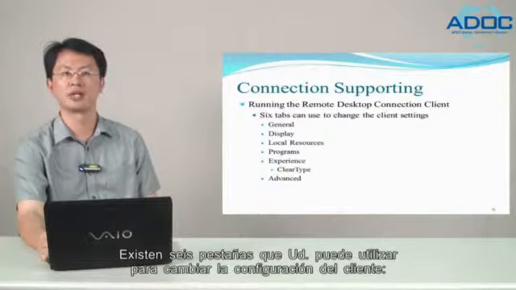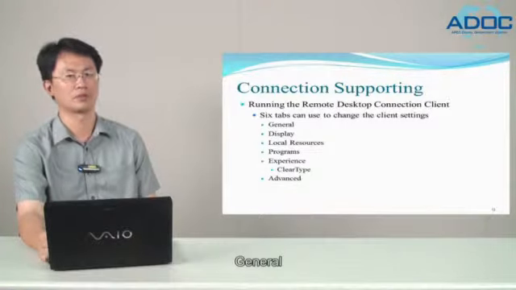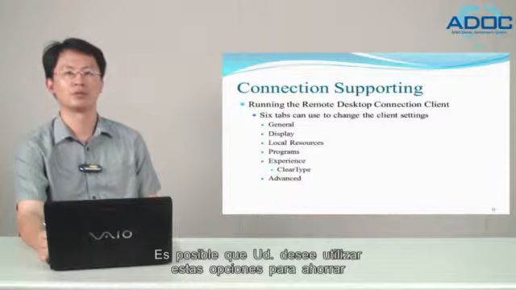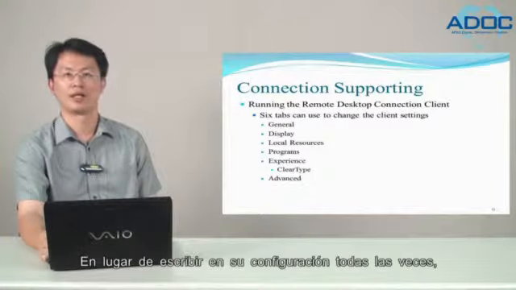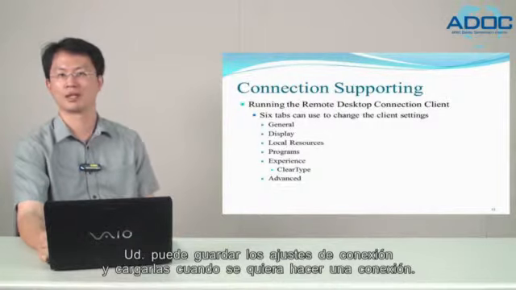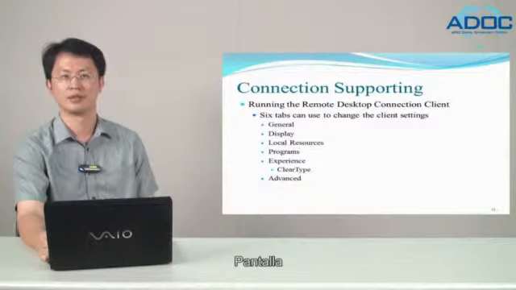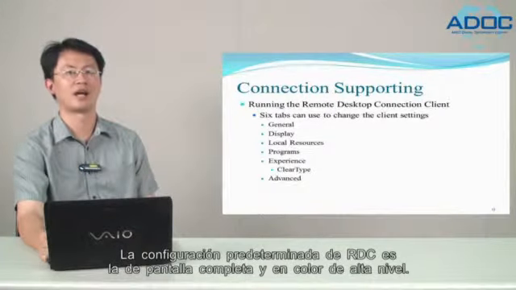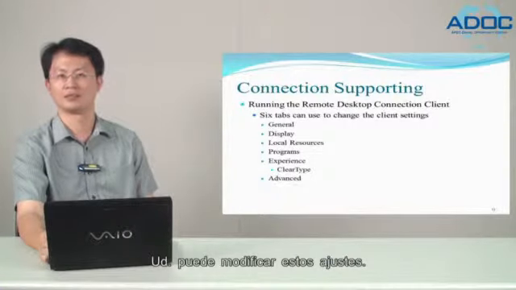There are 6 tabs you can use to change the client settings. General. You might want to use these options to save keystrokes by adding logon information. And rather than typing in your settings each time, you can save the connection settings and load them when you want to make a connection. Display. The default settings for RDC are full screen and high color. And you can modify this setting here.